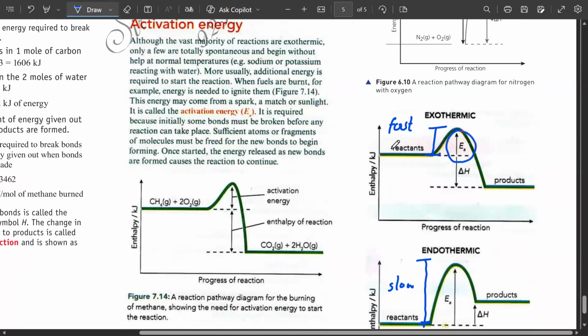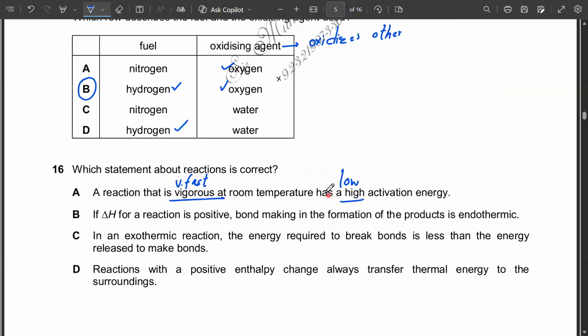By applying the same concept in our question, we say that a very fast reaction does not require high activation energy, rather it requires low activation energy. So A is incorrect.